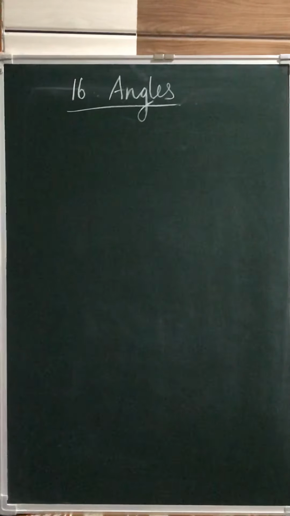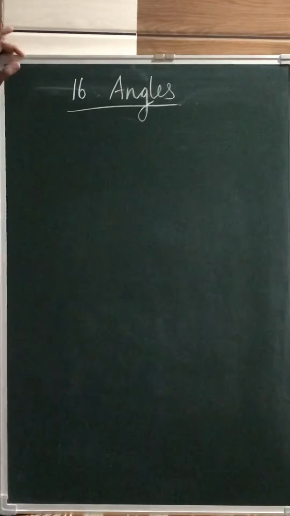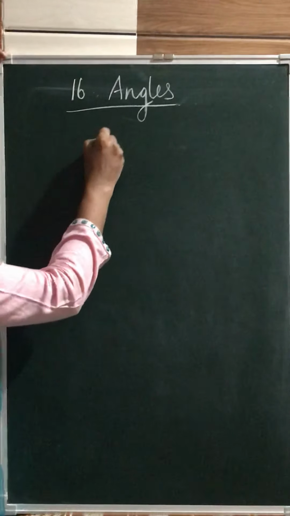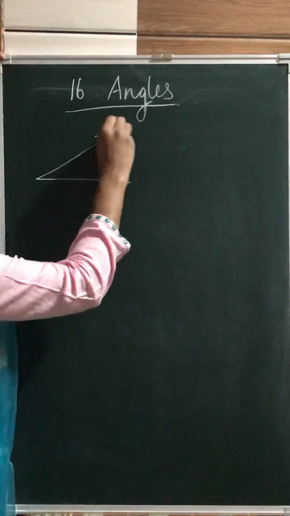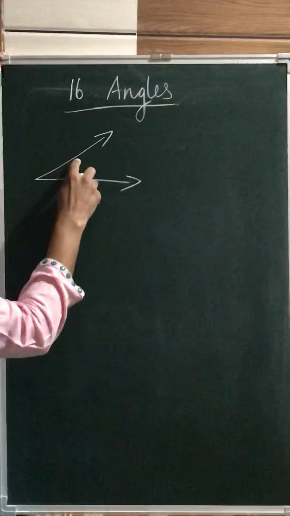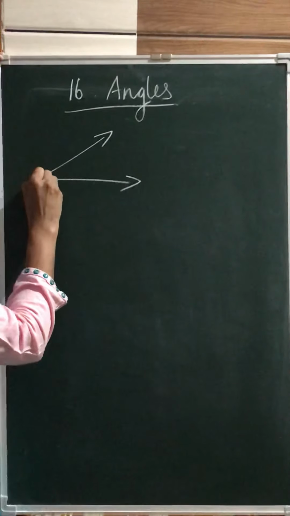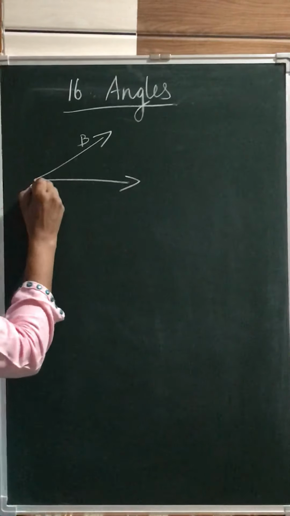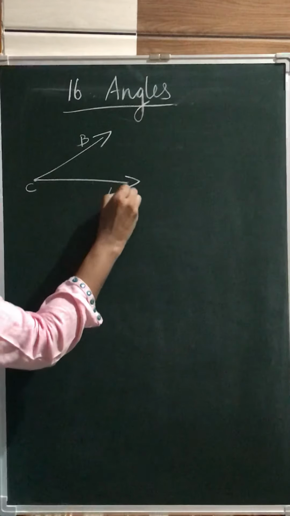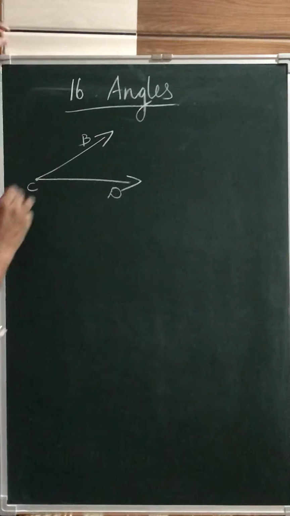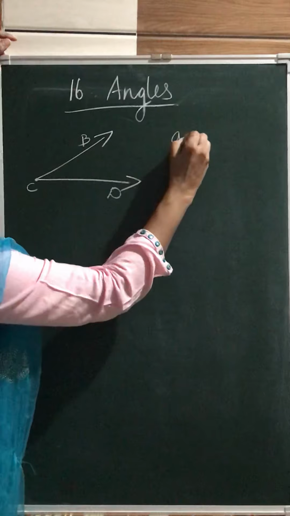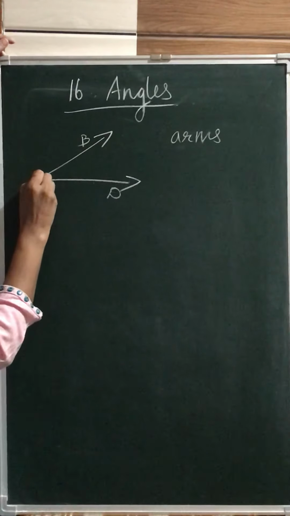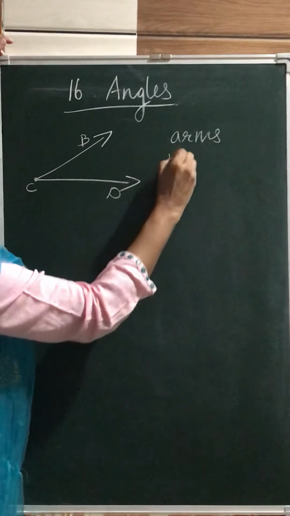Good morning, children. Today we are going to start our 16th lesson, angles. What is an angle? It is a figure like this. It has two rays with the same initial point. We can name it like this: B, C, D. These two rays are known as the arms of this angle, and this initial point is known as the vertex.